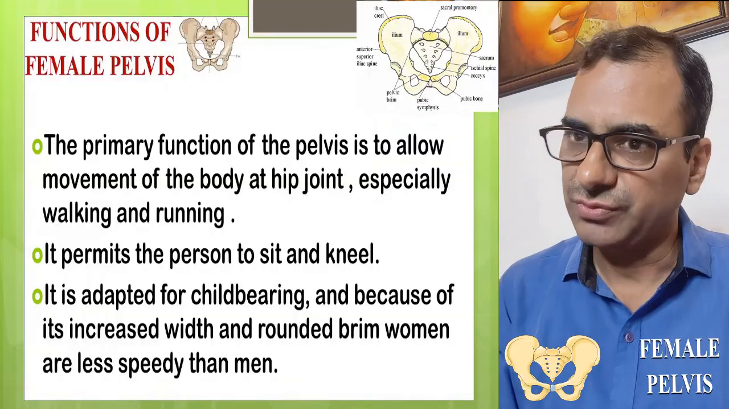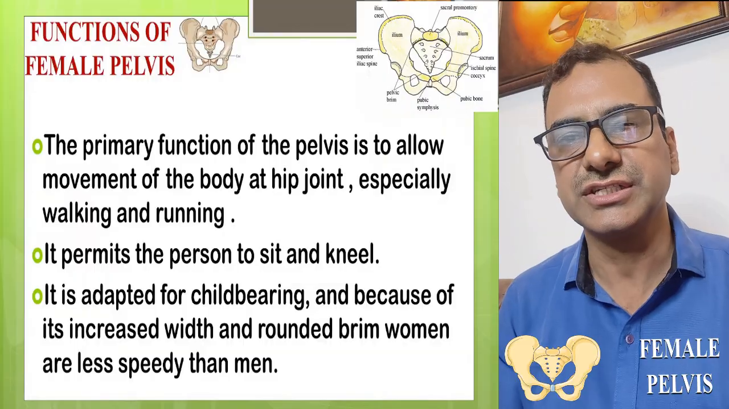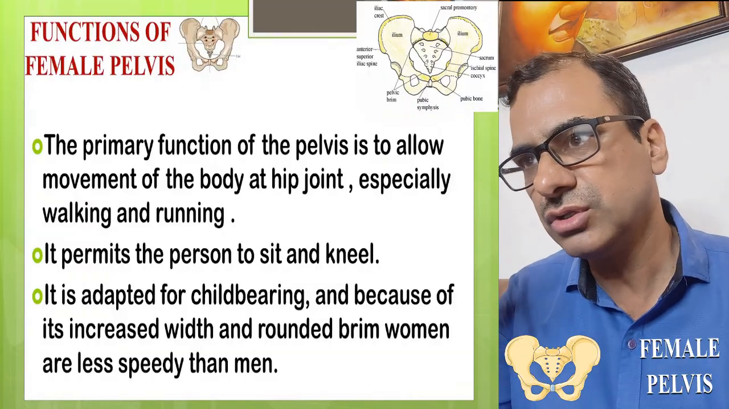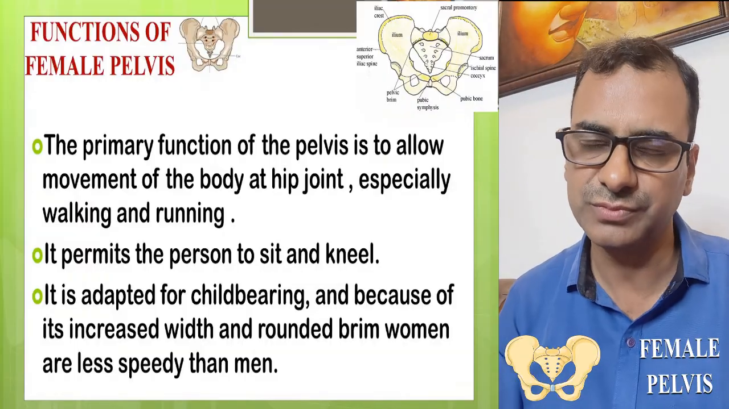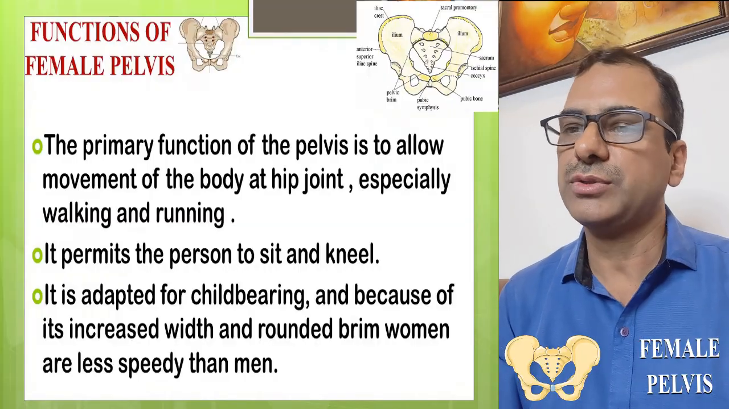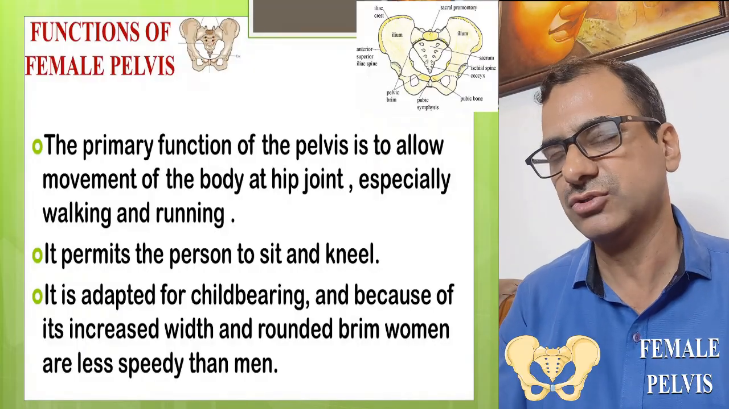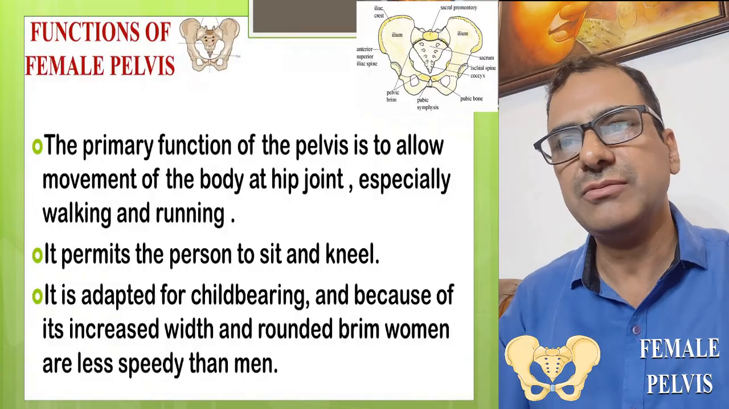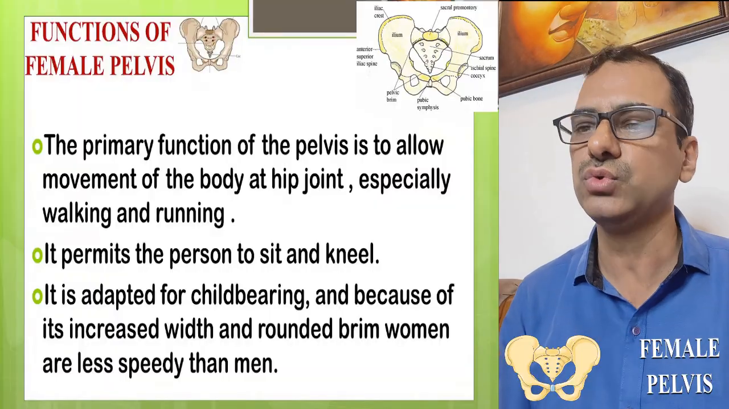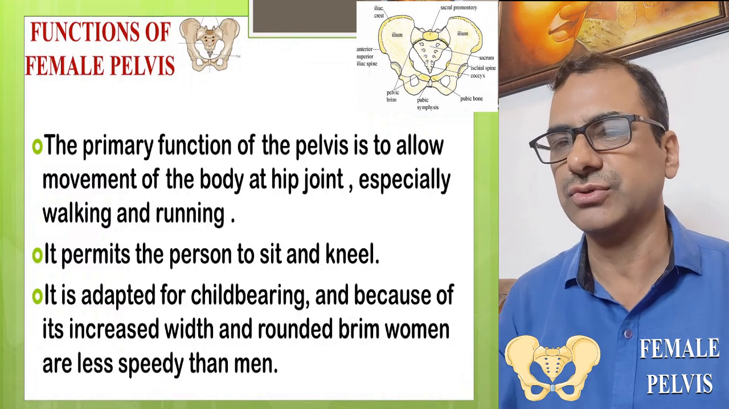What are the functions of pelvis? When we study about pelvis, we should know what the functions are anatomically and from the midwifery point of view. The primary function of pelvis is to allow movement of the body at the hip joint, especially during walking and running. So this is the primary function. Then pelvis also permits the person to sit and kneel, when we are sitting on the pelvis.